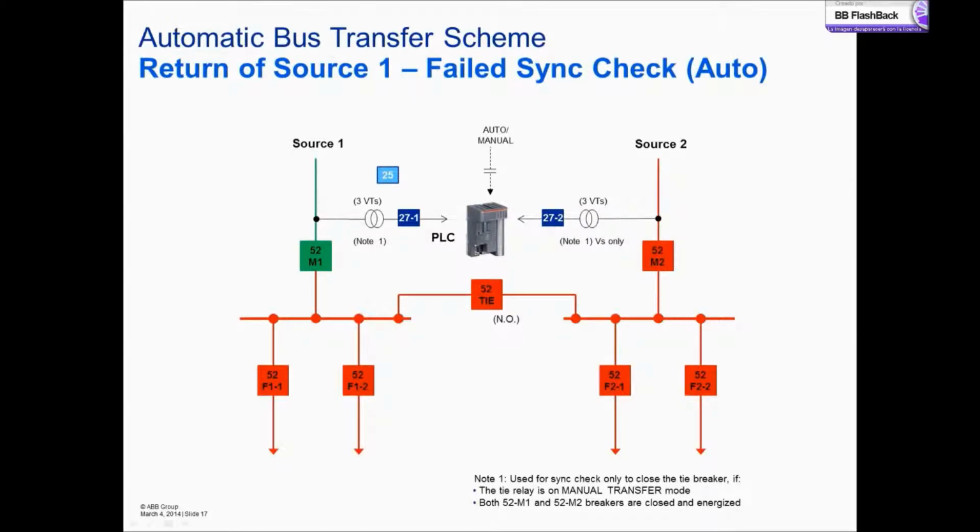Return of source 1 without synchronism. During this case, the voltage returned to the station. The PLC receives the status and checks if there is synchronism. In spite of the absence of the 25, the PLC opens the tie first, and then the main 1 will close.